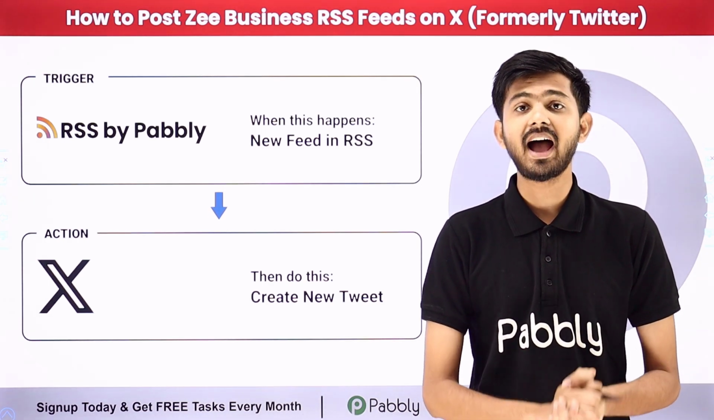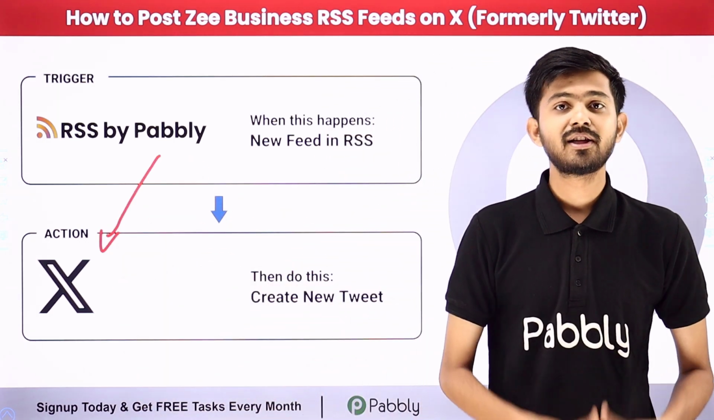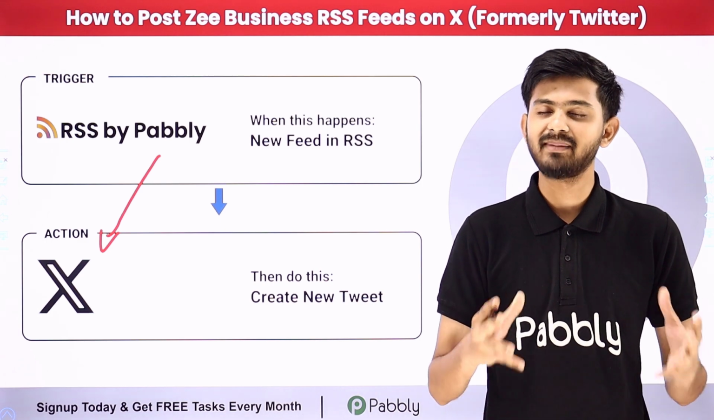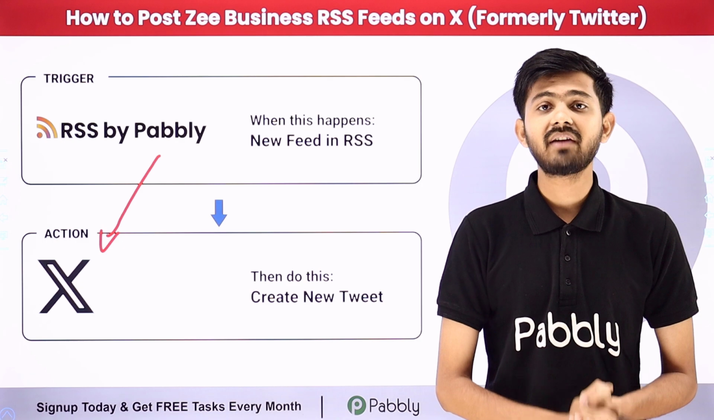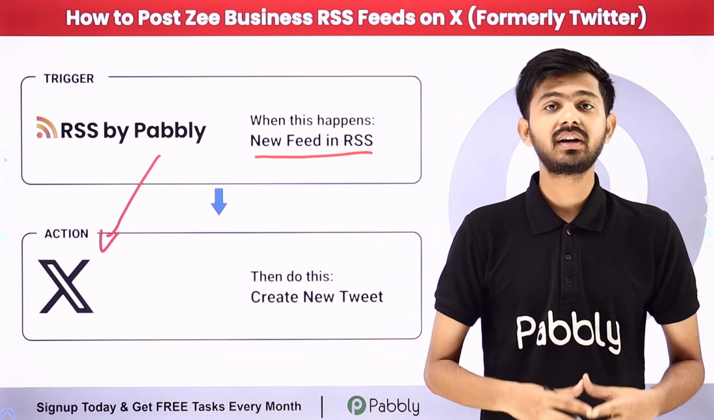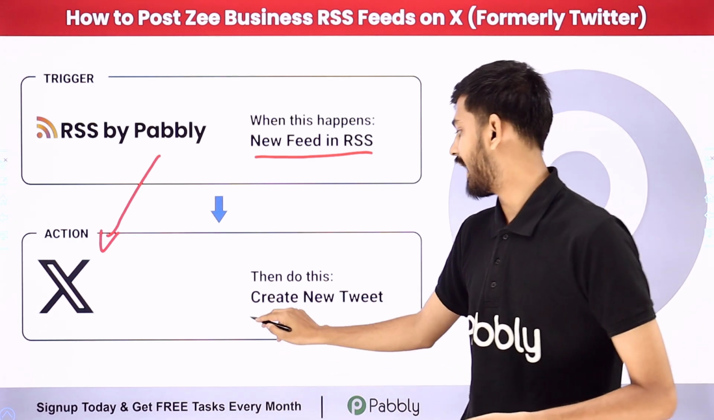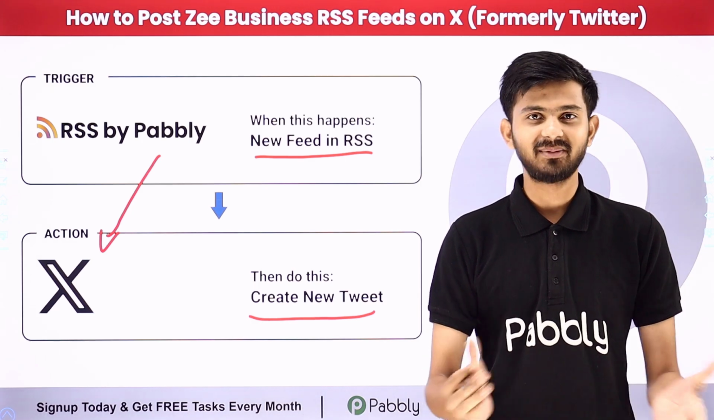So for my objective, I have to build a connection between RSS by Pabbly and X. For building this connection, I'm going to use Pabbly Connect, which is an amazing software for automation and integration. Now whenever I receive a new feed on my RSS account, then automatically I want to create a new tweet with that detail on X. So how am I going to build this connection? For that, let me take you to my computer screen.